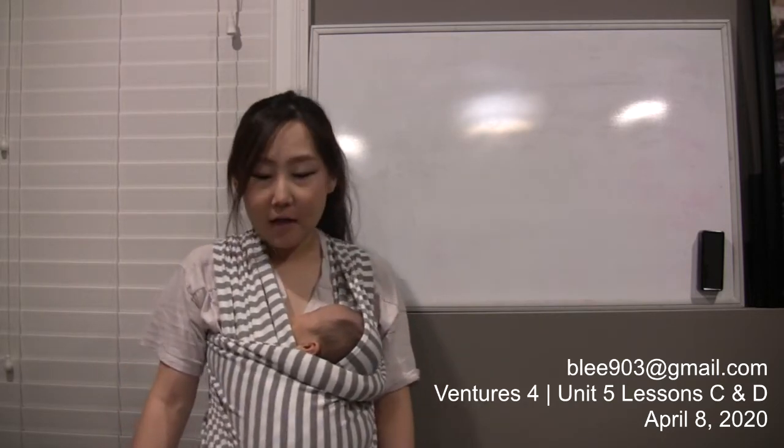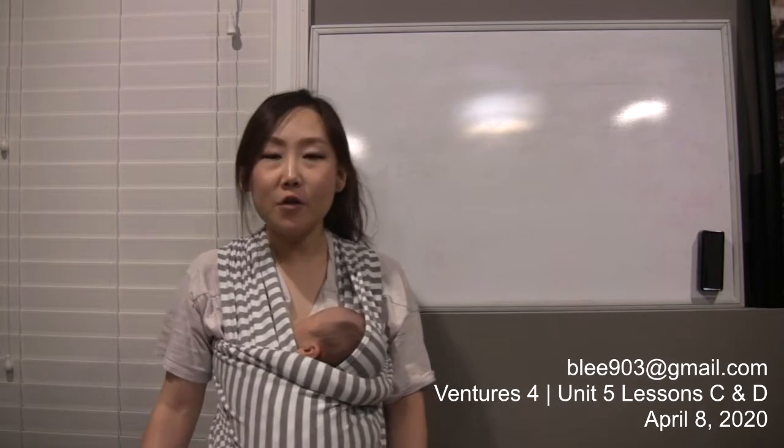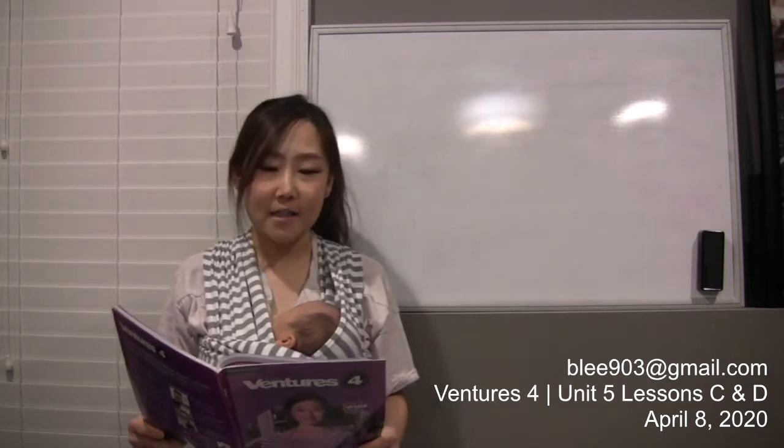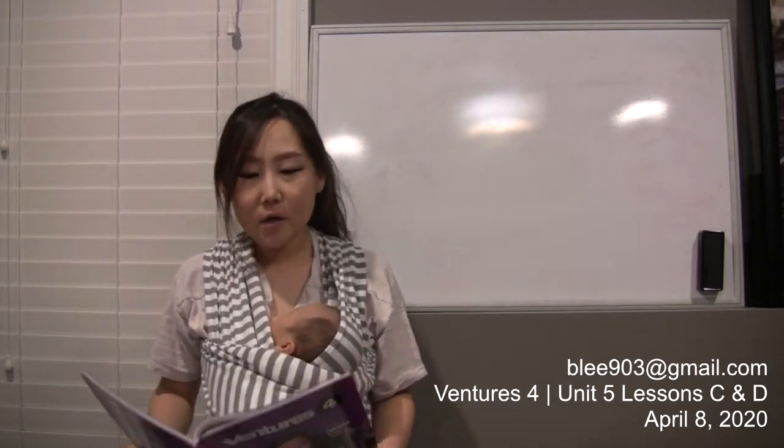So we're going to go ahead and continue to lesson C in Unit 5. If you look at page 62 in your student's book, you'll see the lesson title is Verb Tense Contrast. So we're going to go ahead and watch the video for this grammar lesson.